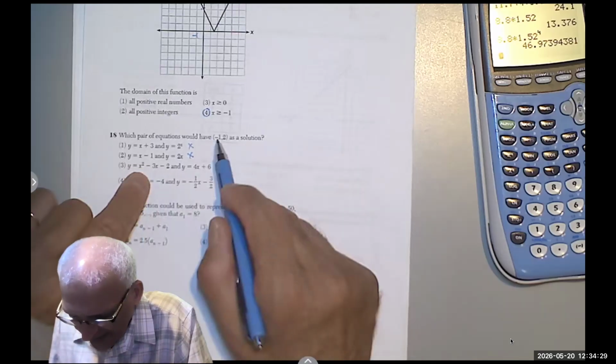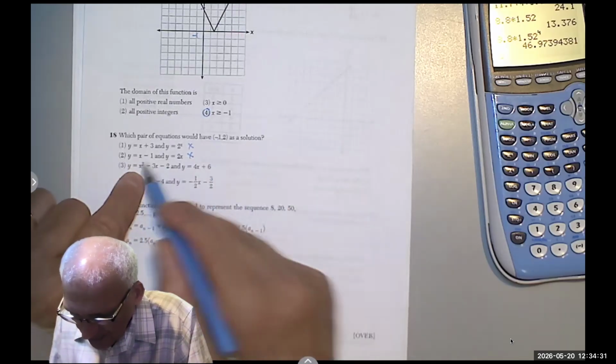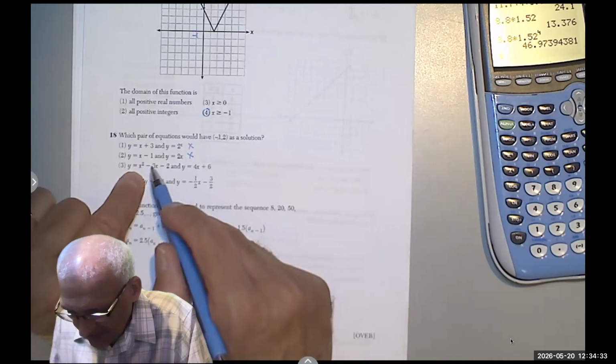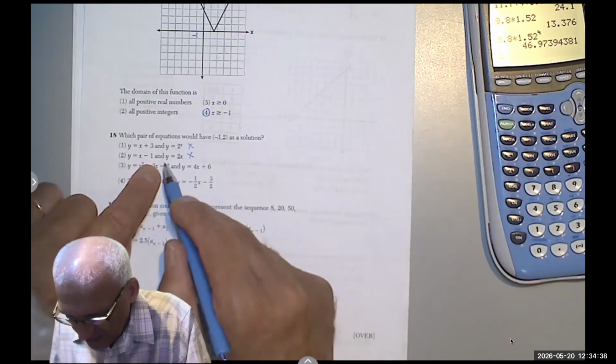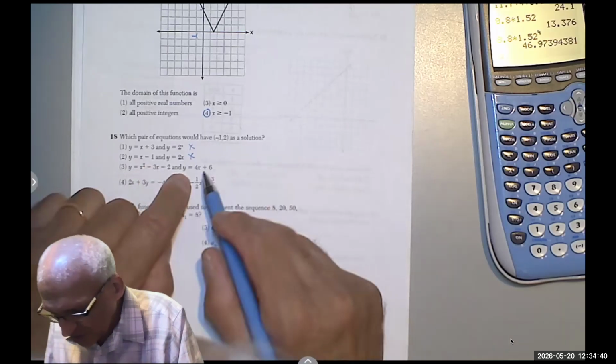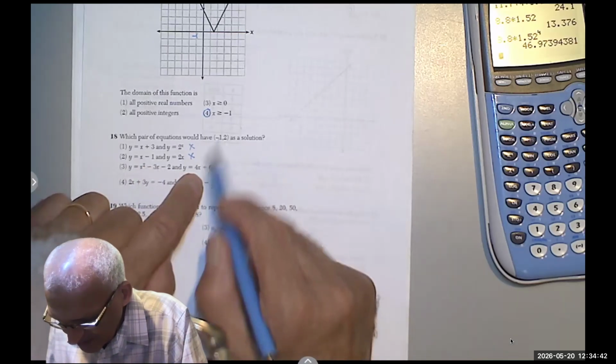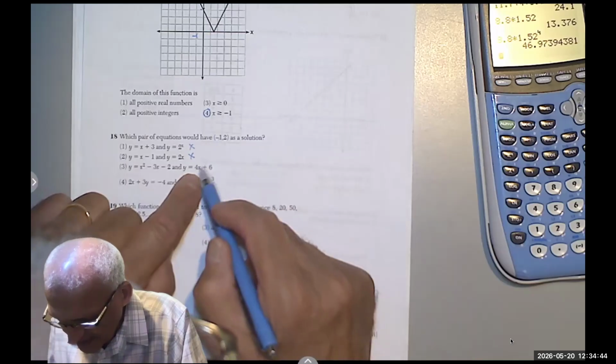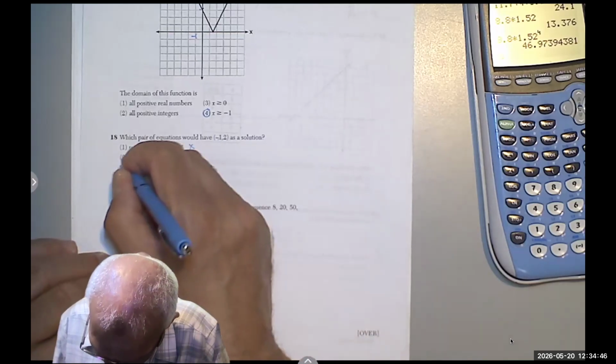In the third one, -1 squared is 1, minus 3 times -1 is +3, so you get 1 plus 3 is 4, minus 2 is 2. Okay, so -1 times 4 is -4, plus 6 is +2, so yes, it is this one.